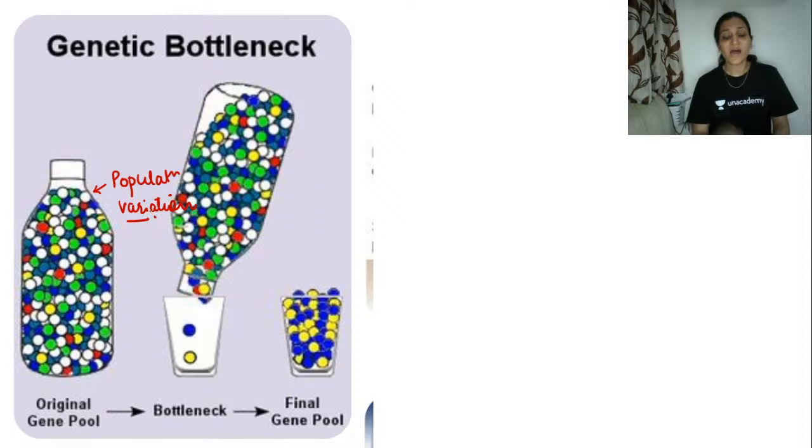Right, a large number of varieties. If you talk in terms of alleles, a large number of alleles are there. If you talk about a single species, in this bottle a single species is there and they are carrying so many different types of alleles, but when the bottle is tilted, only some types of alleles come into the glass, not all the alleles. So this bottle is our environment.